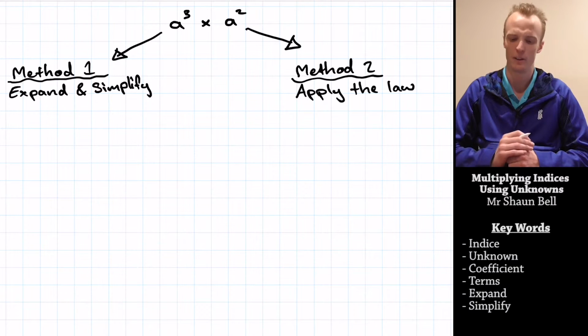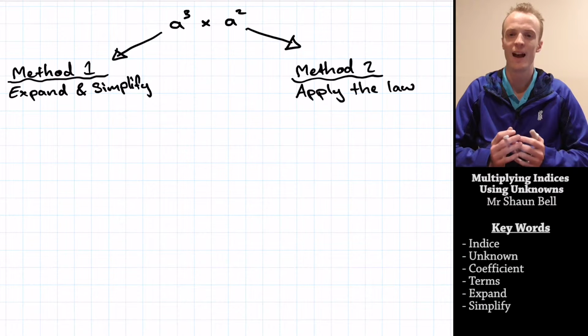So let's start by having a look at the following. We've got a to the power of 3 multiplied by a to the power of 2. Now the letter a just represents a number that we don't yet know. However, that number will be the same throughout this problem.